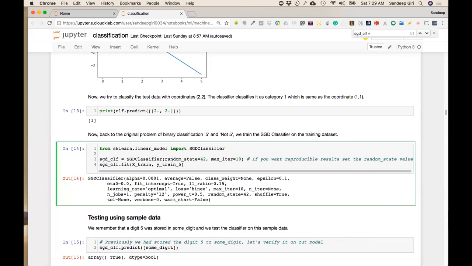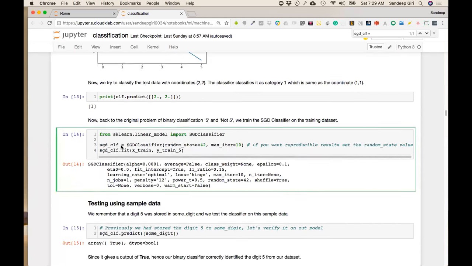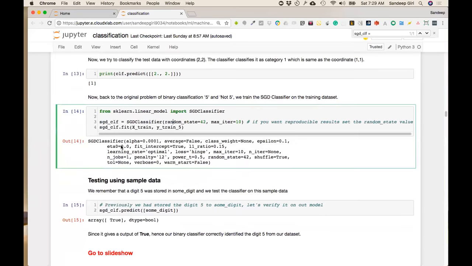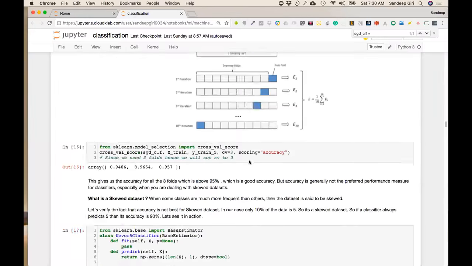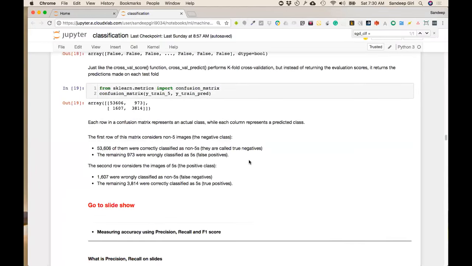Question from Gopi, how do we interpret F and F score? Can it be used? I'll just come back to that. Going further, a question from Bintao: why y_train_5? Yes, that's right, because we converted our problem into 5 and not 5. That's why y_train_5 is equal to that. Very good.